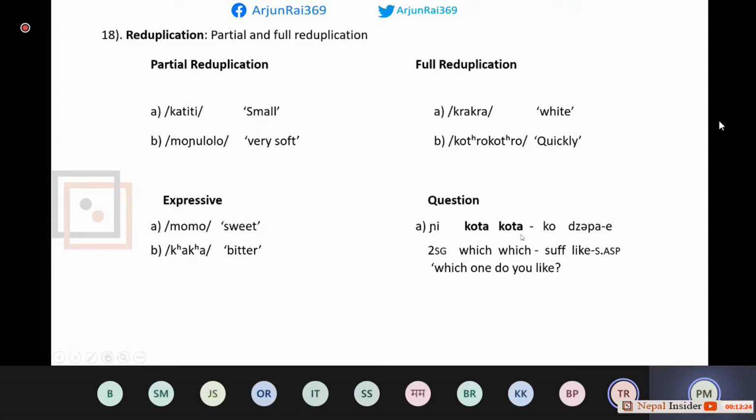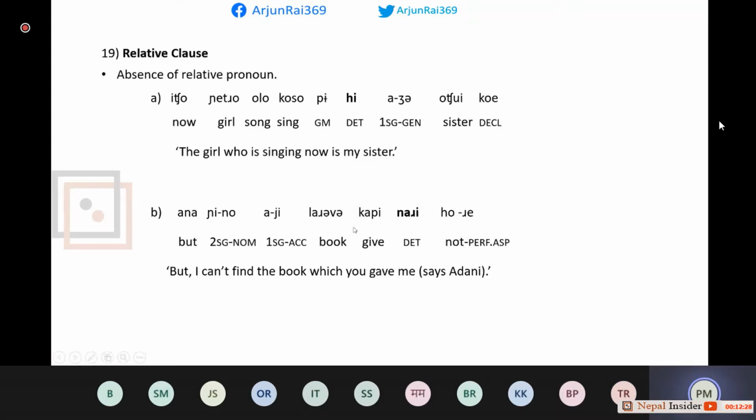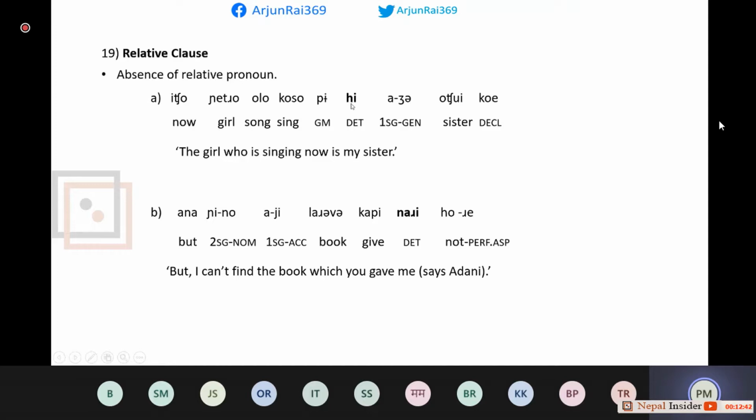Okay. When it comes to relative clauses, Maola has relative clauses, but relative pronouns are absent. However, the determiner here, that is he, also serves the purpose of a relative pronoun.